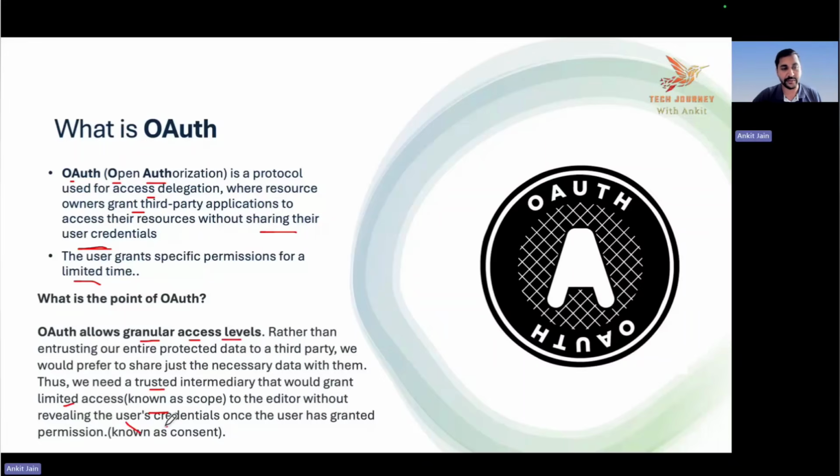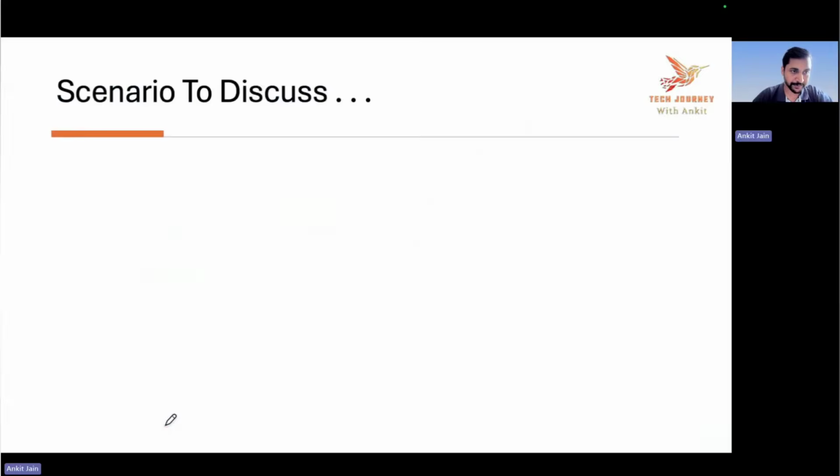Key points to take from this slide: why we use OAuth, because we don't want to share the username and password credentials. I want to give temporary access to limited resources by providing my consent. I will go for the OAuth. Now, let's have one scenario to discuss step by step so that you will understand the importance of the OAuth.